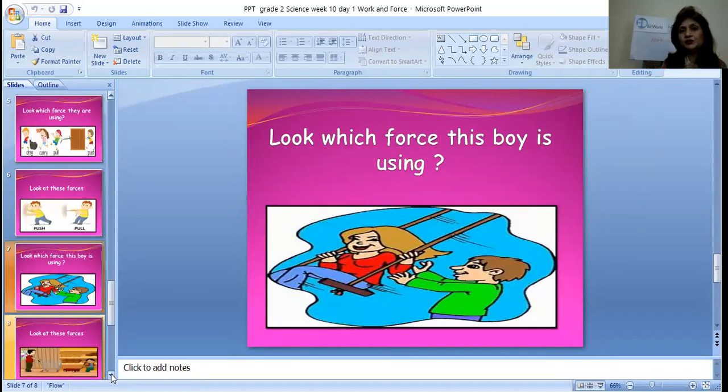Now look which force this boy is using. The girl is sitting on a swing, and what do you do when you sit on a swing? The other person pushes and pulls. Push, pull. Again, both the forces are used. Push and pull.